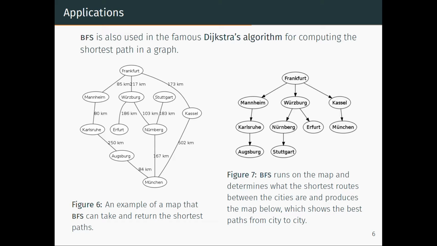Figure 6 is an example of a map that BFS can take and return the shortest path. BFS runs on the map and determines what the shortest roads between the cities are and produces the map above, which shows the best paths from city to city.